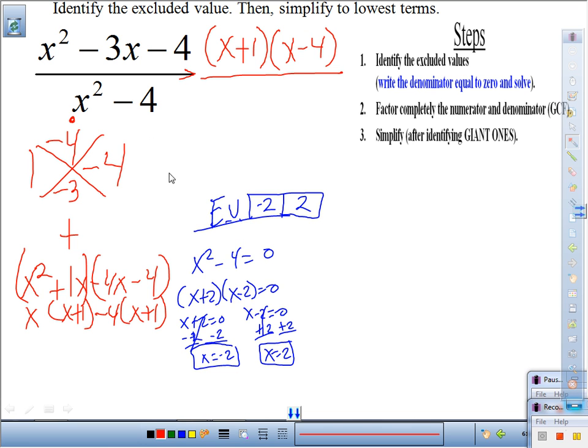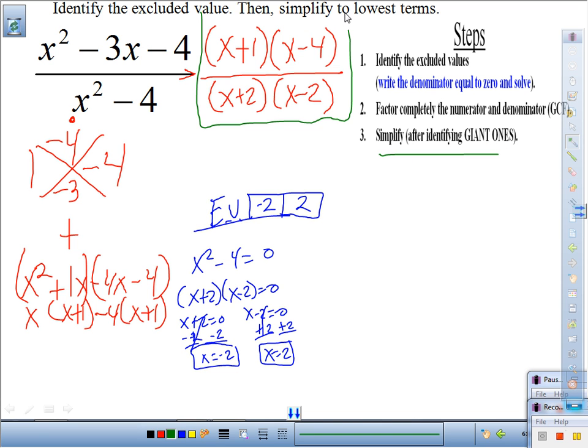Factors of the denominator, do we have those? Yeah, they're right here. What are they? x plus 2, x minus 2. All right, now that we have everything completely factored, can you identify any giant ones? No, that means we are done. That's simplest form. Yes?